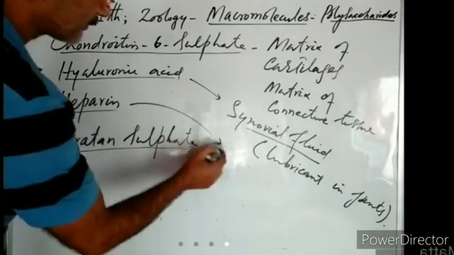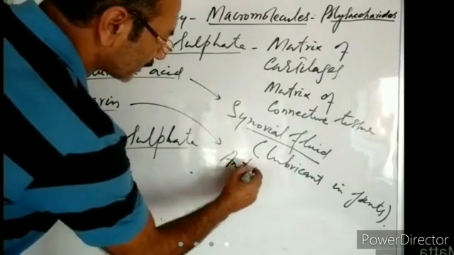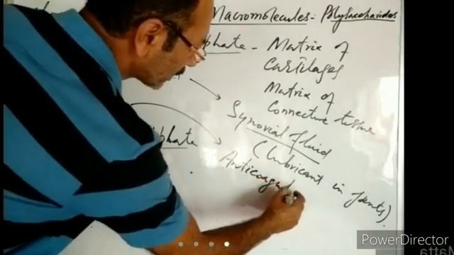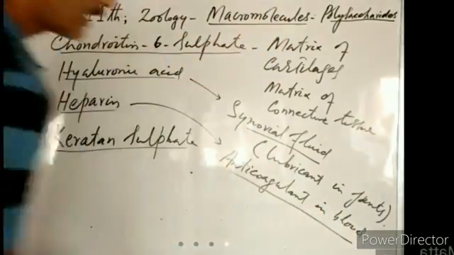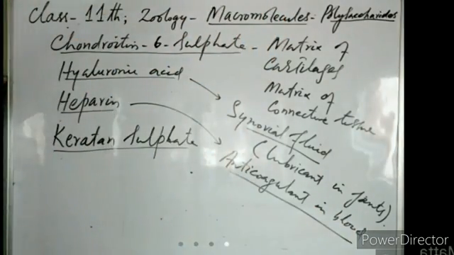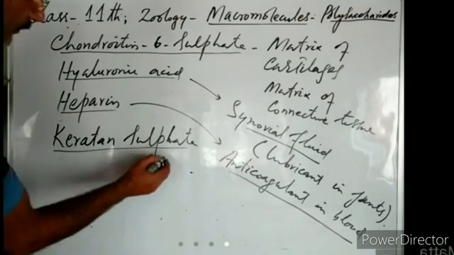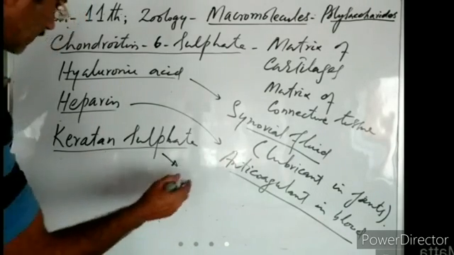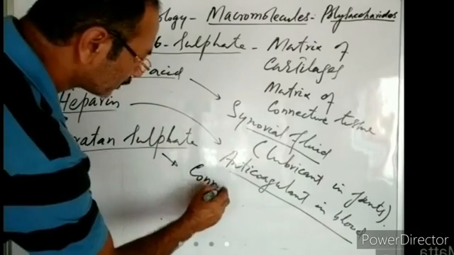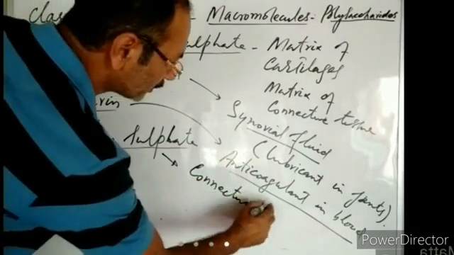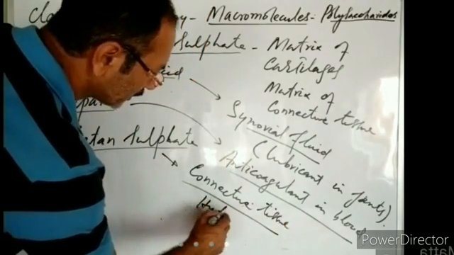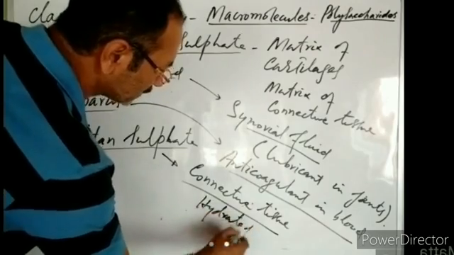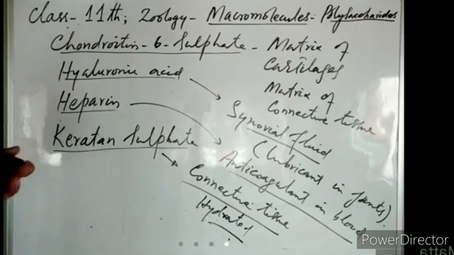Similarly, we have got heparin. Heparin acts as an anticoagulant in blood. It prevents internal coagulation of blood. And we have got keratin sulfate. This keratin sulfate is also found in connective tissue. It also keeps the connective tissue hydrated. It keeps the tissue moist, right?